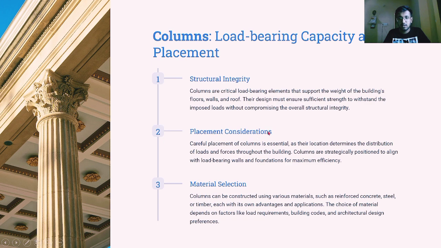Placement consideration: the same thing I said, it should be placed at a certain geographical location where it can carry the maximum weight, and it should be strongly built so that it does not collapse at any region. Material selection: columns can be constructed using various materials such as reinforced concrete, steel, or timber, each with its own advantages and applications. The choice of material depends on factors like load requirements, building codes, and architectural design preference.